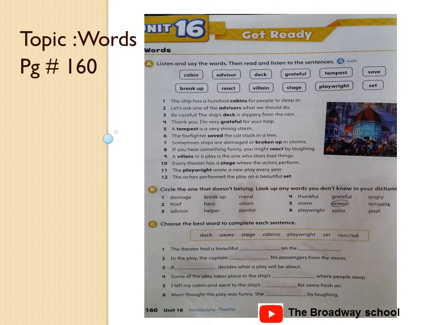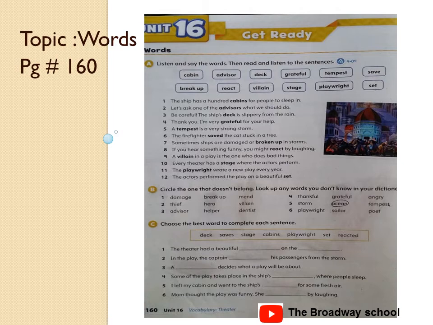Now part C, choose the best word to complete each sentence. You can see the word bank is given. You have to complete the exercise. The theatre had a beautiful dash on the dash. The theatre had a beautiful set on the stage. In the play, the captain dash his passengers from the storm. The captain, what is the role of the captain? He saves his passengers. A dash decides what a play will be about. Who decides? Obviously, the playwright.